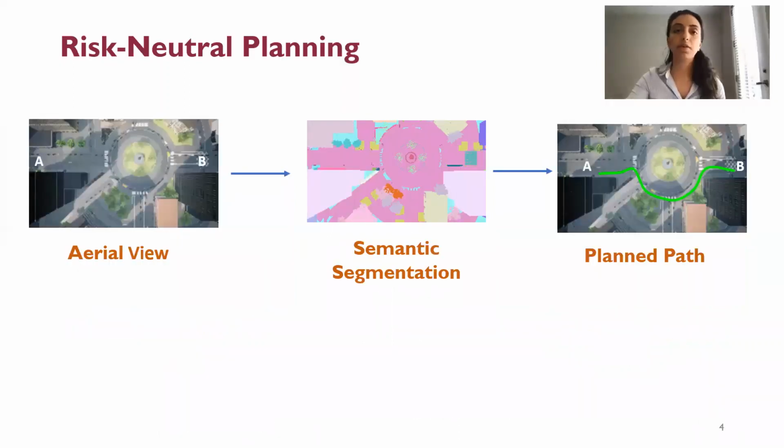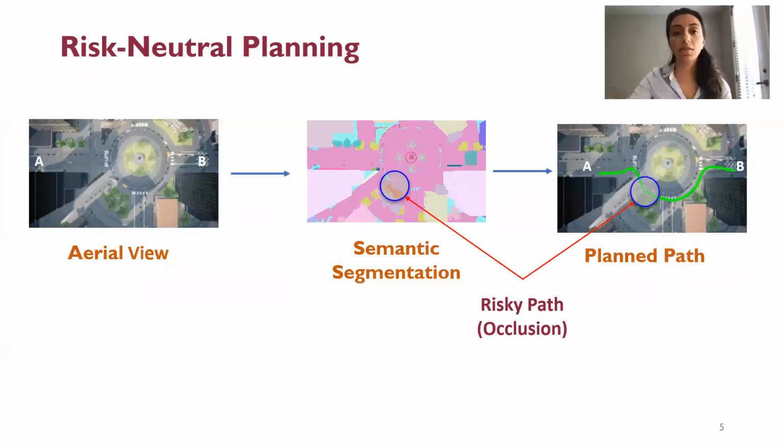In our setup, the UAV takes an aerial georeferenced image to gather the terrain information. This image is semantically segmented, and the navigation path is planned from point A to point B based on this semantic segmentation. However, direct use of the semantic segmentation can cause us to choose a risky or uncertain path. For example, if the image contains occlusions or if there are objects that were not seen during training.